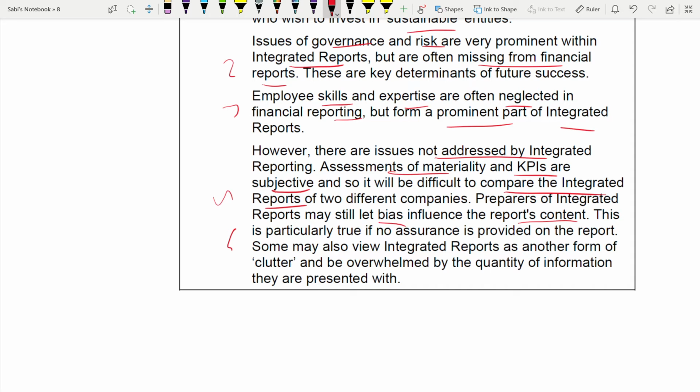And this is very true if no assurance is there. That means no one is auditing this report. Because usually integrated reporting, no one audits it. Financial statements are audited by an auditor. So that gives it more assurance, right? And some say that this is another form of clutter, more information, because the quantity of information increases and it becomes a headache to go through each and every piece of information.